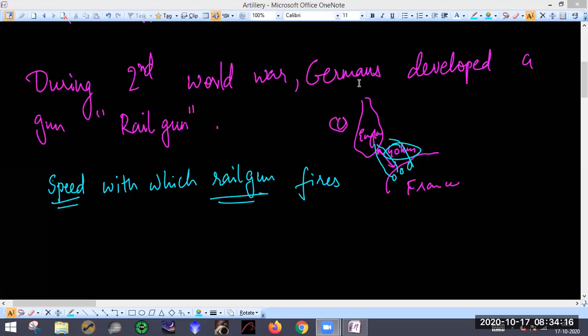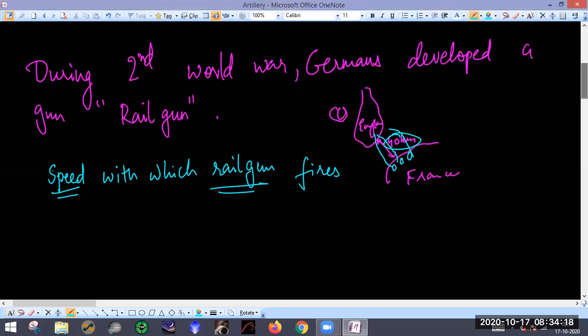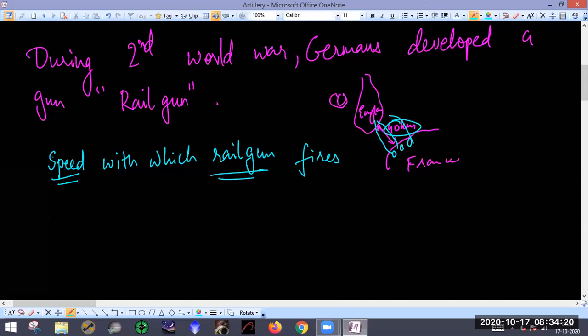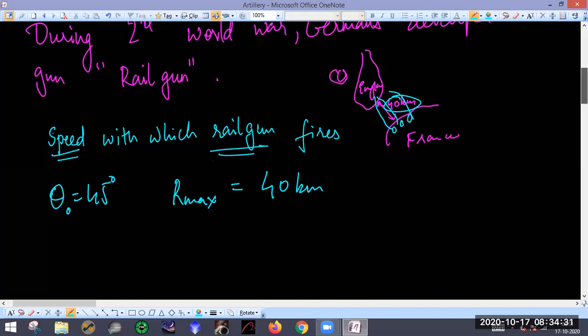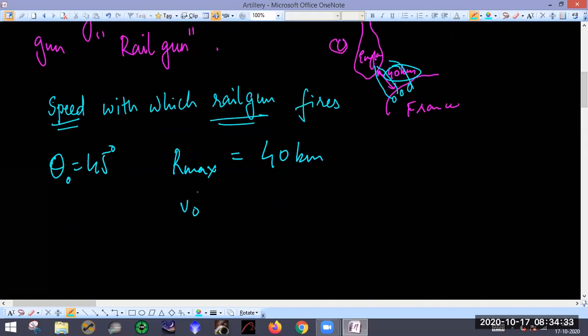So let's see. If they want to fire it from here, obviously they will try to fire farthest, right? So here we are talking about theta 0 equal to 45 and maximum range. Maximum range is roughly 40 kilometers, correct? So V0 square by 10, g is 10, is 40 kilometer. I hope that is clear. I think most people have got the wrong answer.